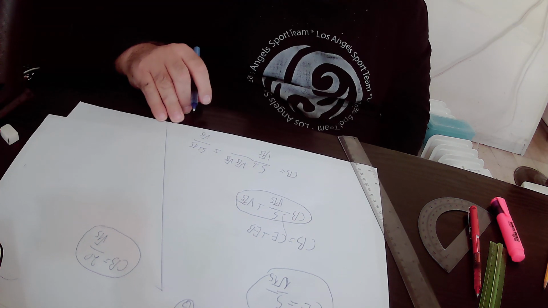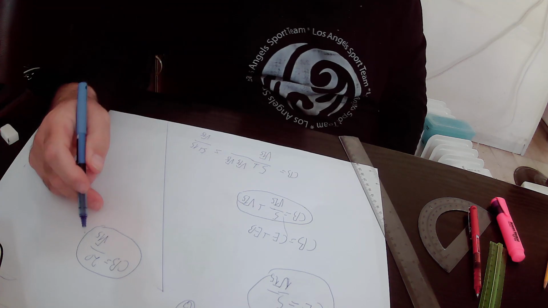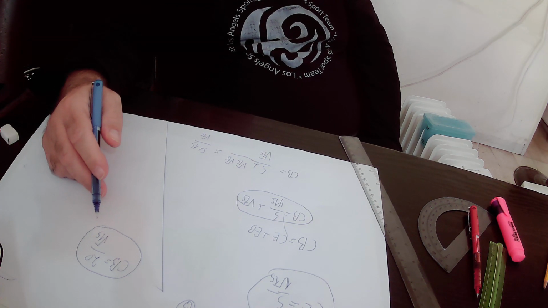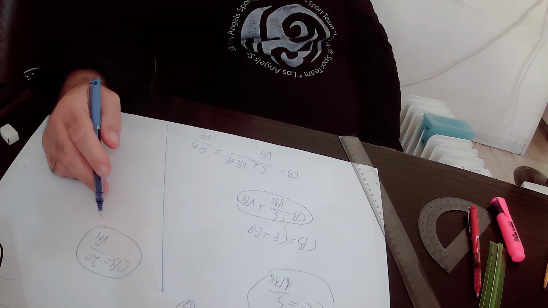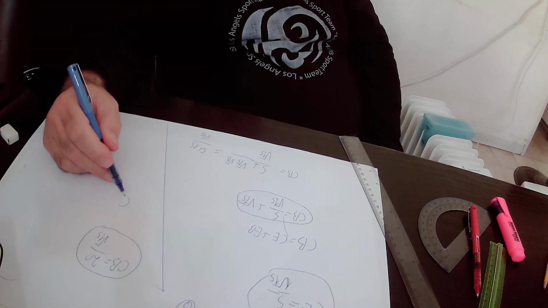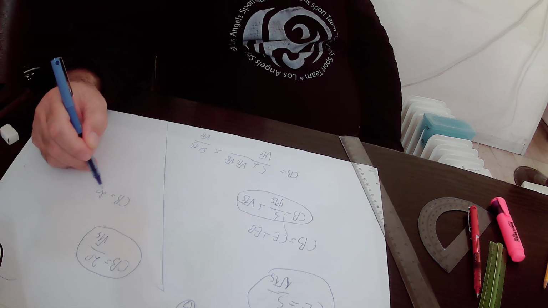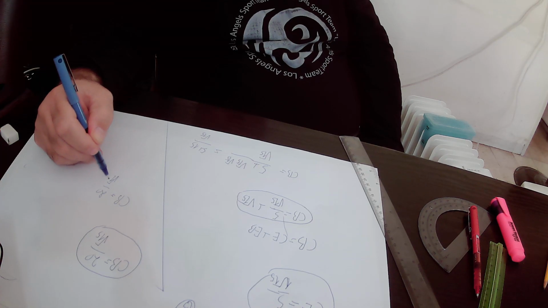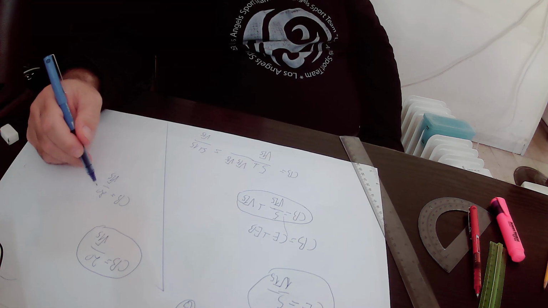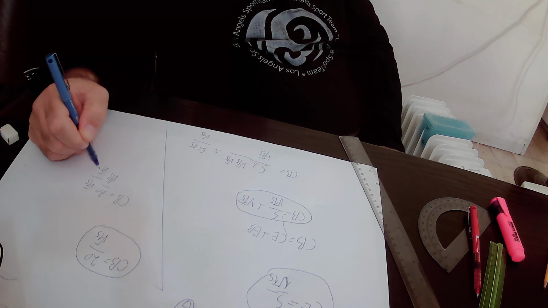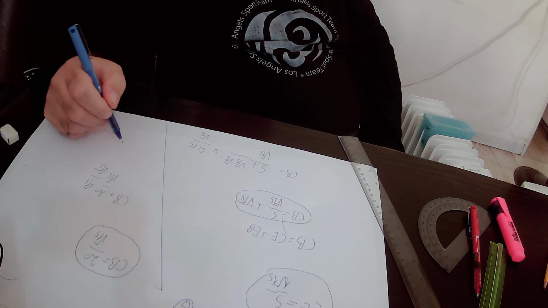Here we will multiply this expression by square root of 15 and then we'll divide it by square root of 15 in order to eliminate the square root in the denominator. Okay, so CB equals 20 over square root of 15. We'll multiply this expression by square root of 15 and then we divide it by square root of 15. We multiply it by 1, so we change nothing.